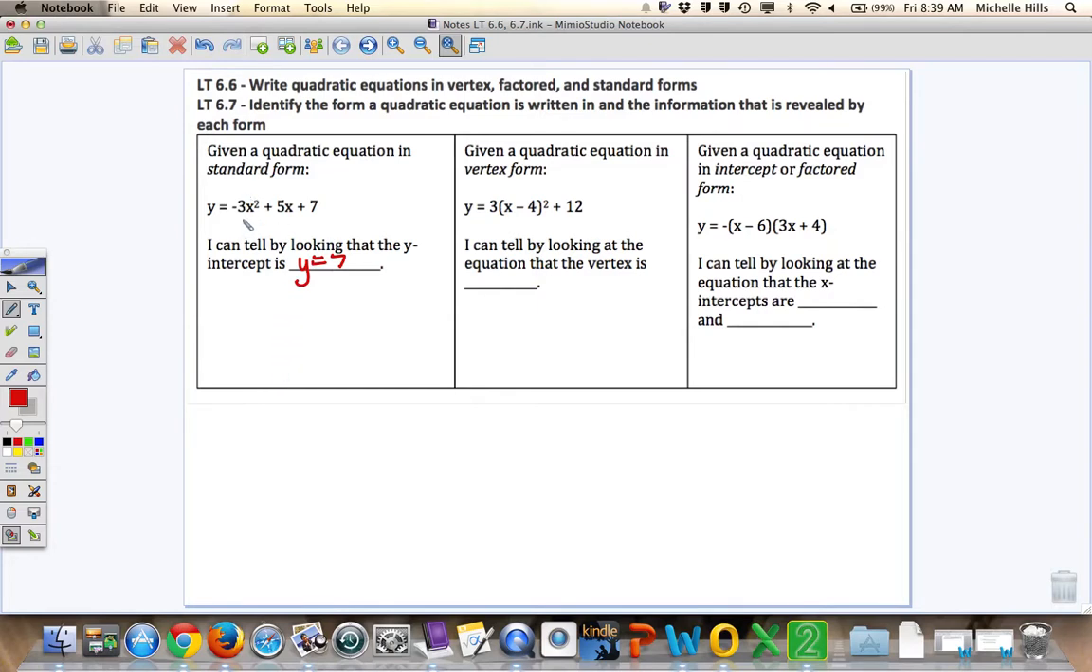Now, yes, I also know that it opens down and it has a vertical stretch with a factor of 3. That's not what we're looking for as much in this part of the unit.